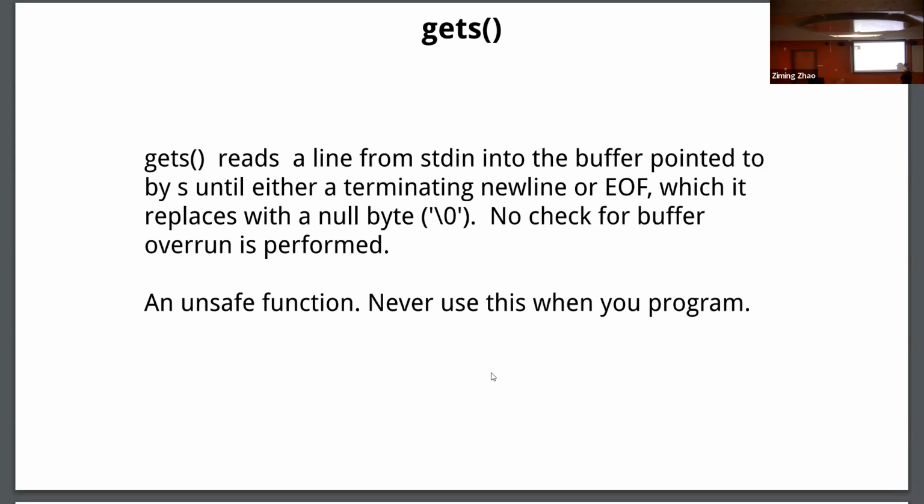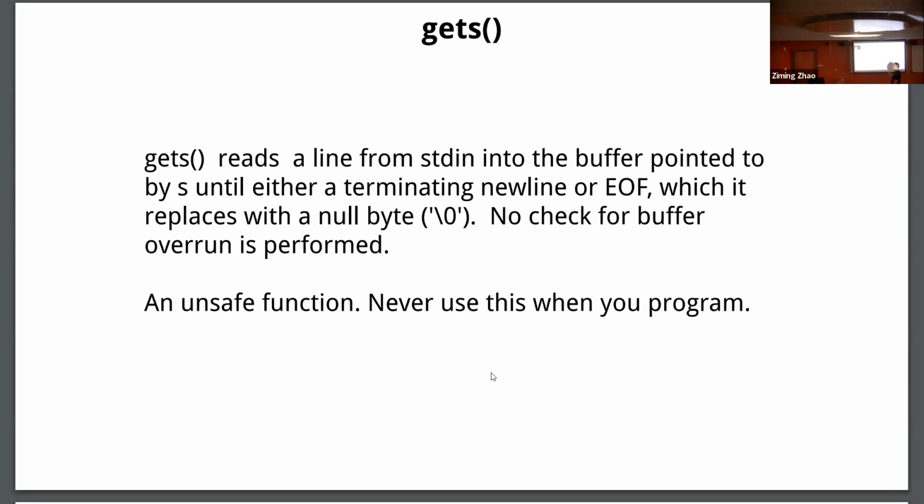For example, this one will read a line from stdin. It will not read 2 lines, only 1 line. So if there's a newline, it will stop. It will stop at a terminating newline or end of file, and then replace it with 0. Note there is no check for a buffer overrun, and because of that, it is possible to have a buffer overflow.